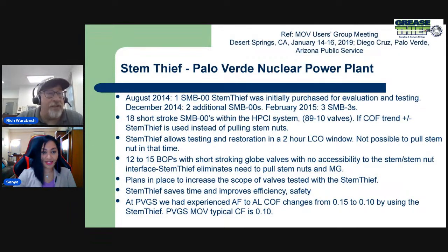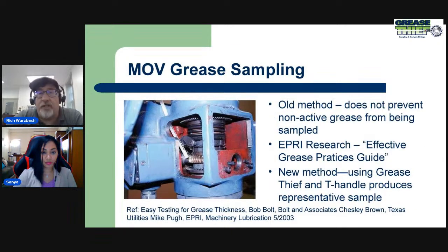This is a plant that is going to generate about $1 million a day. So start doing the math on that. It's significant. But they've been able to document the coefficient of friction dropping from 0.15 to 0.10. So a 30% drop, it's significant.